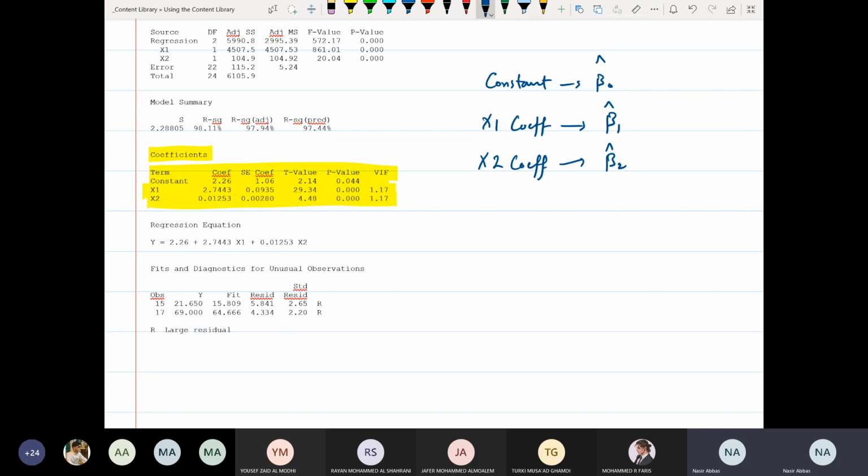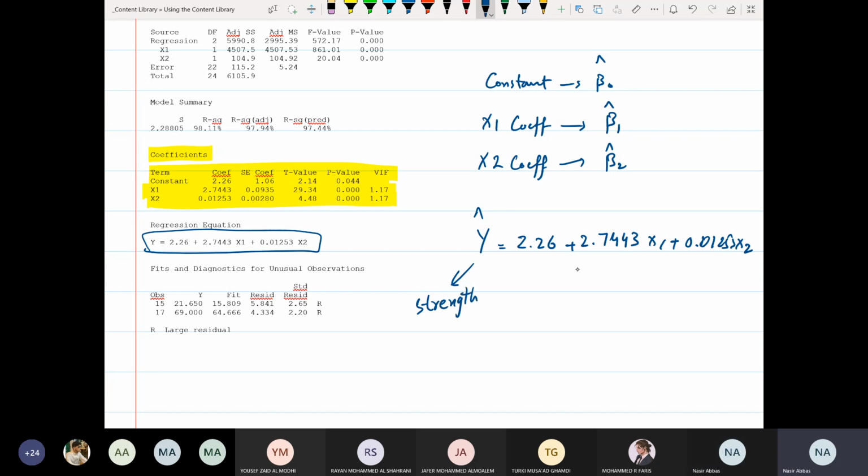So if I ask you to write down the model, which is already written here, the model is y hat equal to 2.26 plus 2.7443 x1 plus 0.101253 times x2, where y is the strength, x1 is the length of wire, and x2 is the height of die. That is the first thing we interpret from the model.